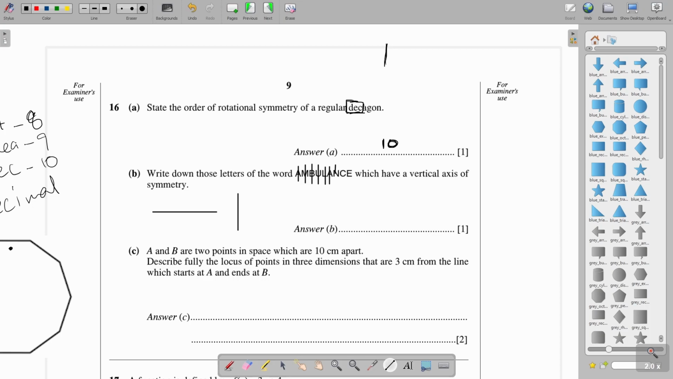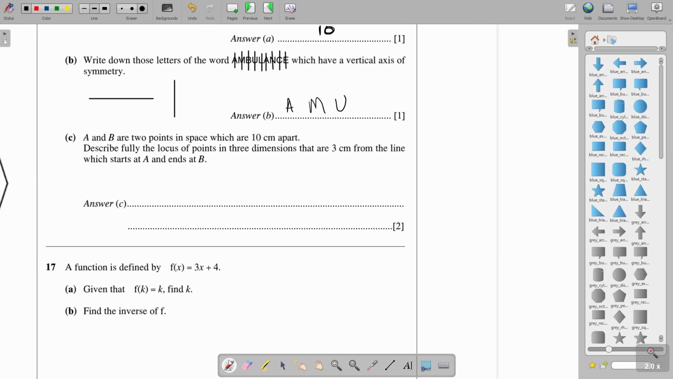A definitely does. N is a weird one because it seems like it does, but it's not the exact same, right? These two lines are different. C doesn't and E doesn't. So the three letters will just be A, M, U. Okay, moving on.